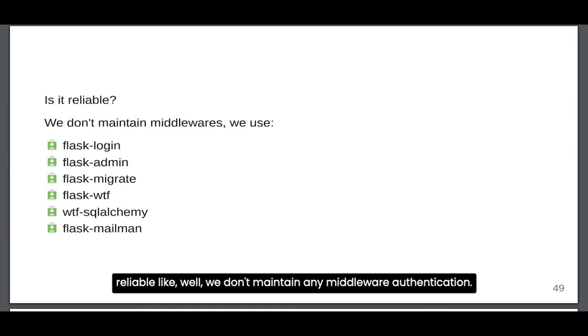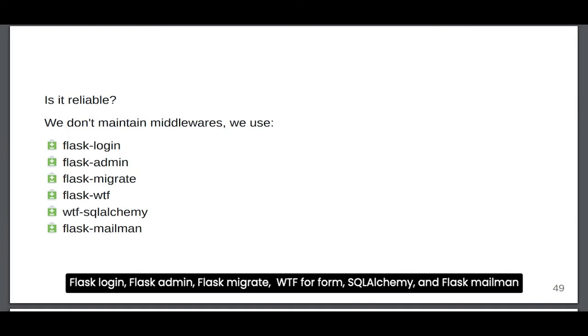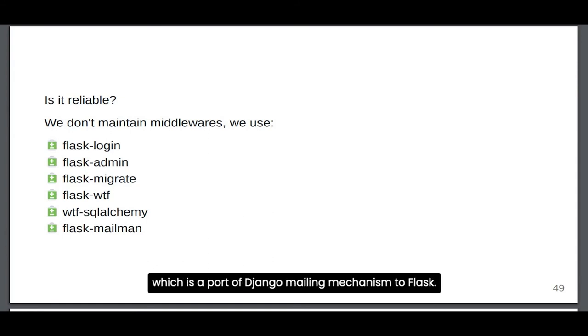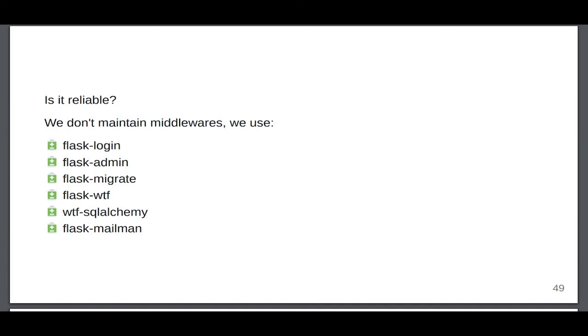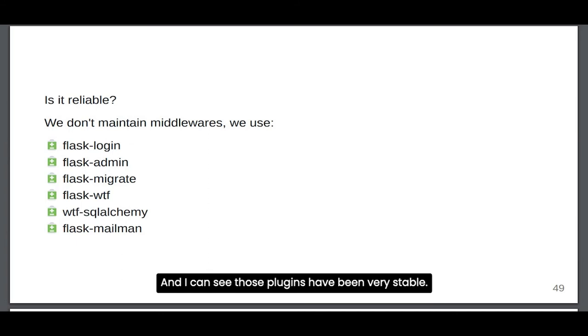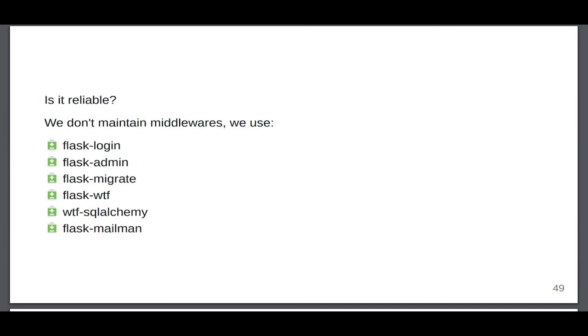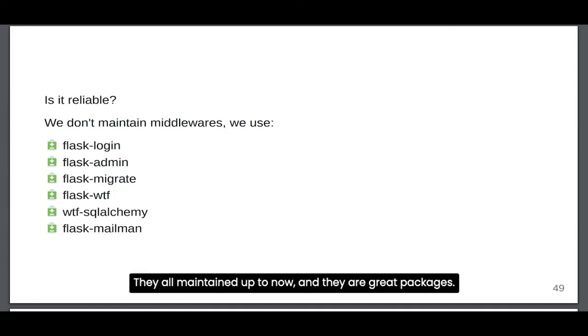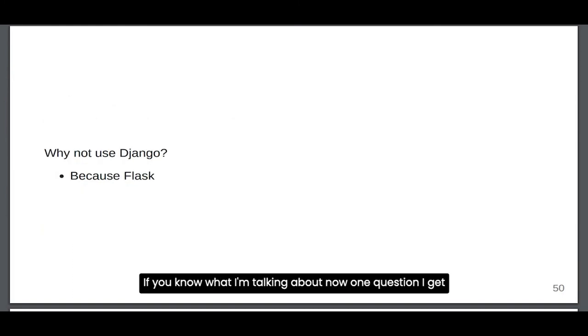Well, we don't maintain any middleware. For authentication, we use Flask Login, we have Flask Admin, Flask Migrate, WTF for forms, SQL Alchemy, and Flask Mailman, which is a port of Django's mailing mechanism to Flask. And I can say that those plugins have been very stable, they are maintained up to now, and they are great packages. They are foundation packages that don't go wrong for a long time. In fact, they are great packages if you know what I'm talking about.